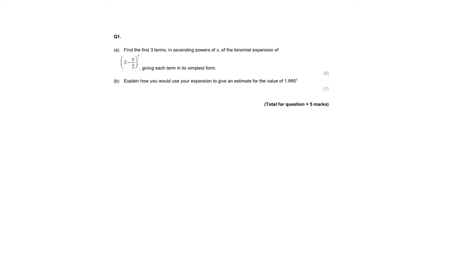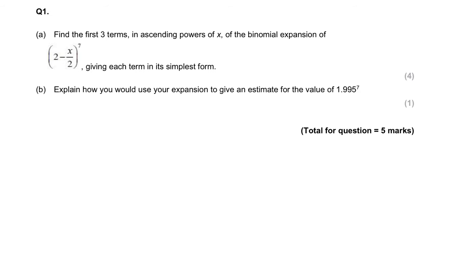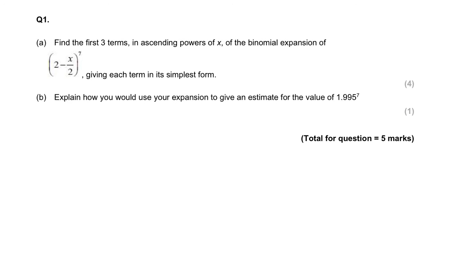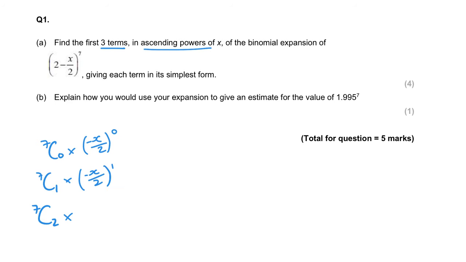Okay, question number 1. This is a typical type of exam question. So, find the first 3 terms in ascending powers of x of the binomial expansion. It just wants the first 3 terms in ascending powers of x. So we know we're going to have 7C0, 7C1 and 7C2, because that's the first 3 terms. Ascending powers of x means we want x to start and the powers to go up. So we know then that our powers need to go up like this.